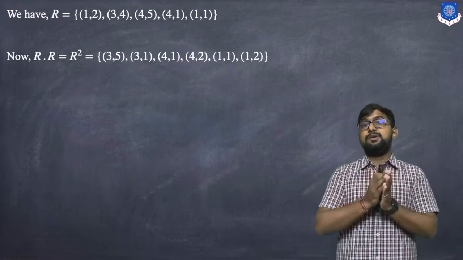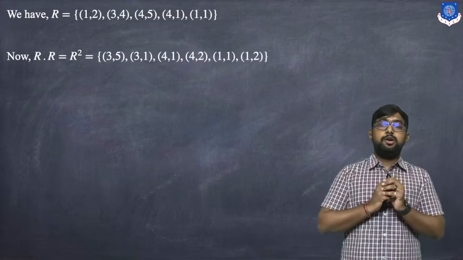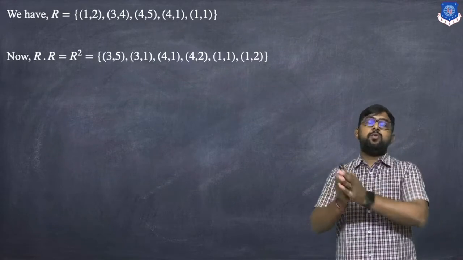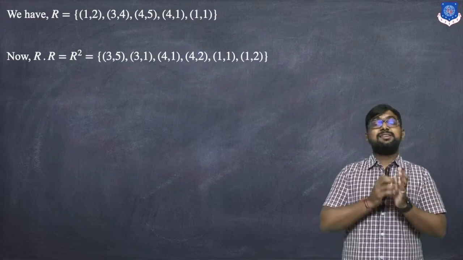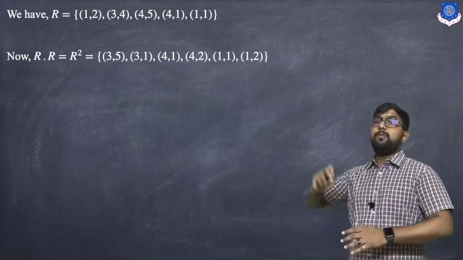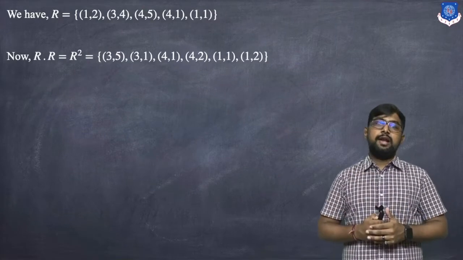And last, 1 is related to 1 and 1 is related to 2. So (1,1), and also 1 is related to 1, 1 is related to 1. So (1,1), and next, last, 1 is related to 1 and 1 is related to 2. So the (1,2) pair will be there. So this is how you can calculate R square.